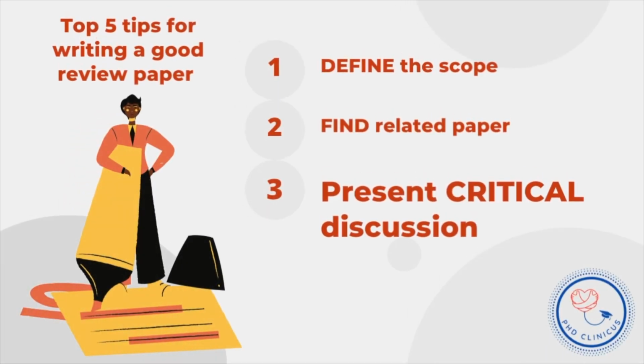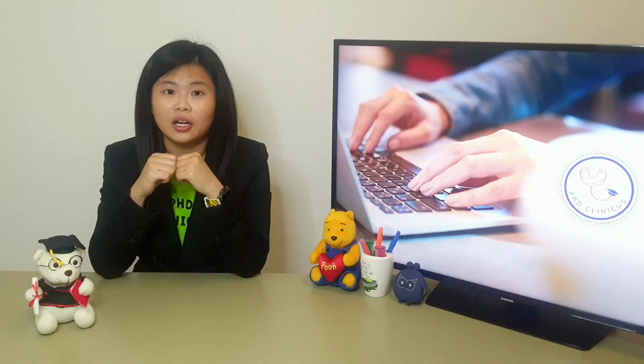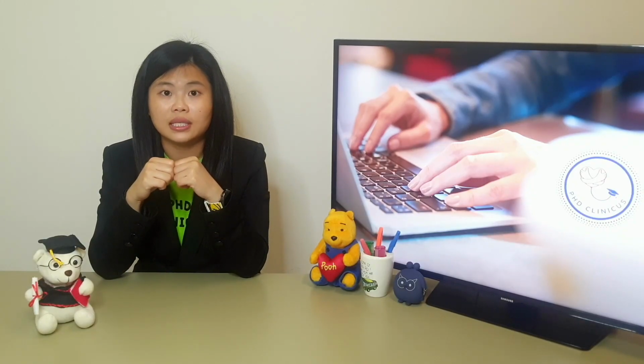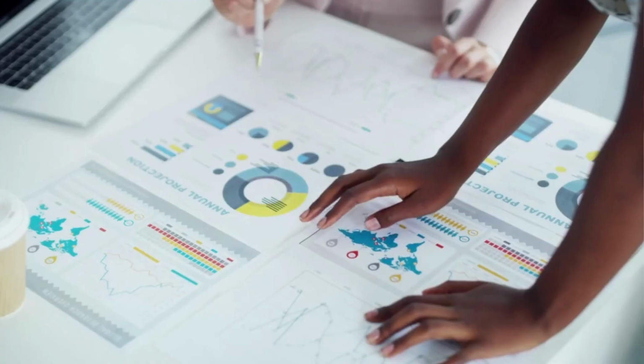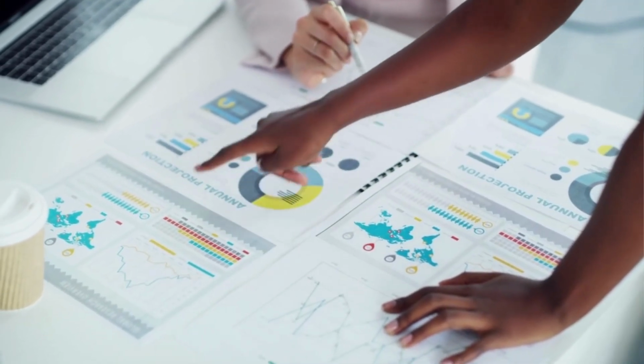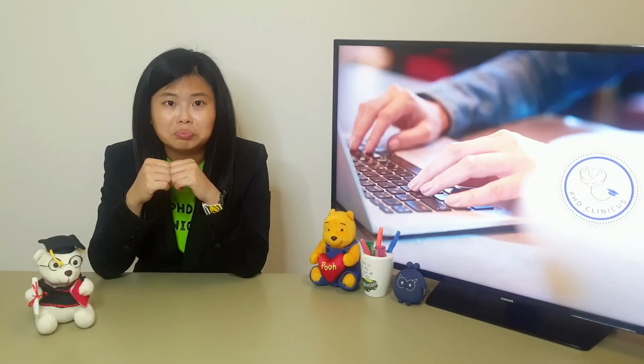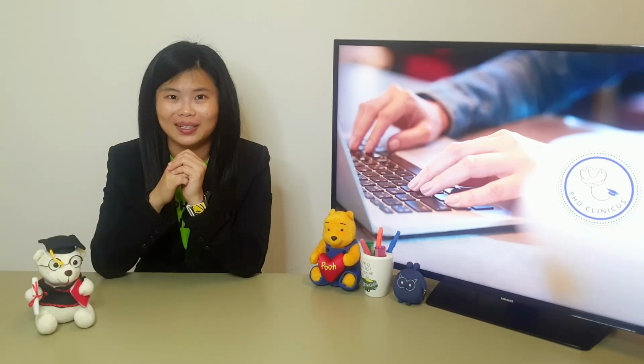Tip number 3. Present critical discussion in your writing. A good review paper not only covers the summary of the latest development in the field, but also your insight about it. You might ask, I don't even know what the topic is. How should I give critical comments on others' work? Who am I to criticize when I'm new to the field?